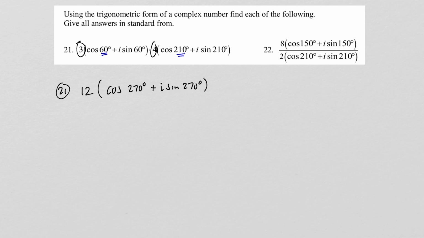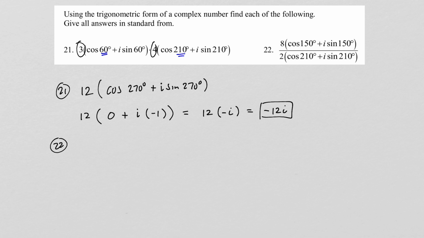Now to finish this problem, we simply need to calculate what is the cosine of 270, which we should know is 0. And then the sine of 270 is -1. And so this is just 12 times -i, which is -12i.